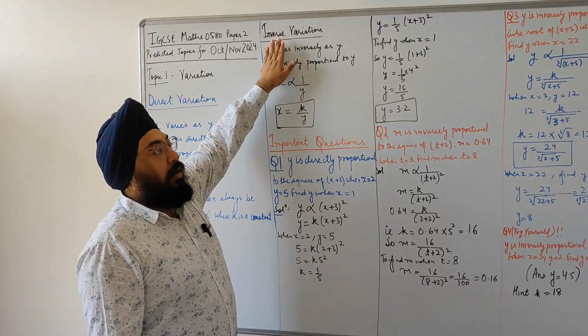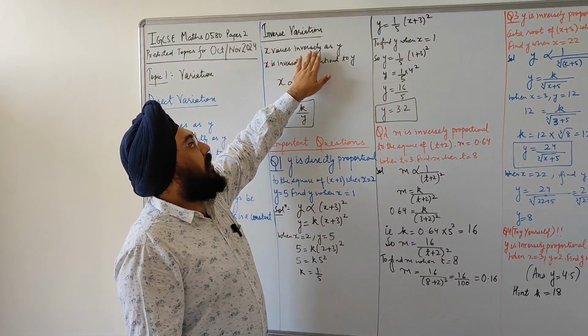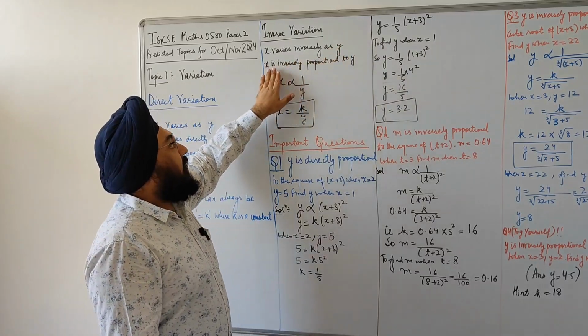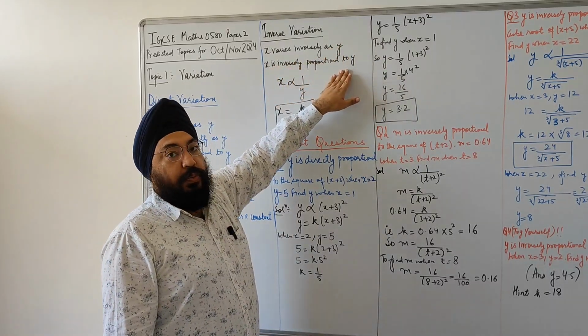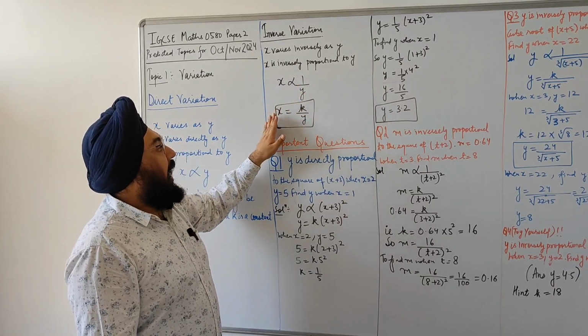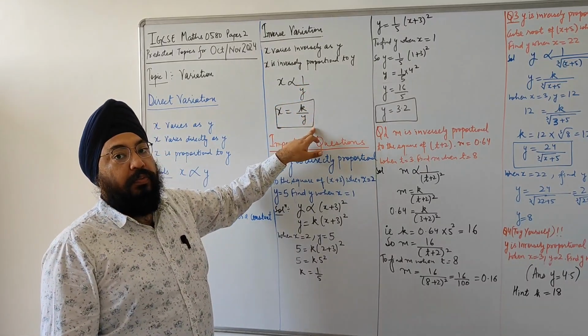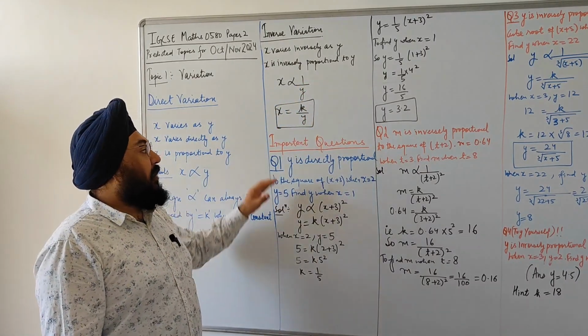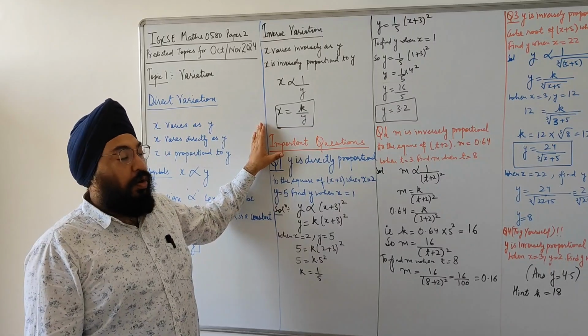Inverse variation. X varies inversely as Y, X is inversely proportional to Y, X is equal to K upon Y. Let's discuss some important questions of this topic.